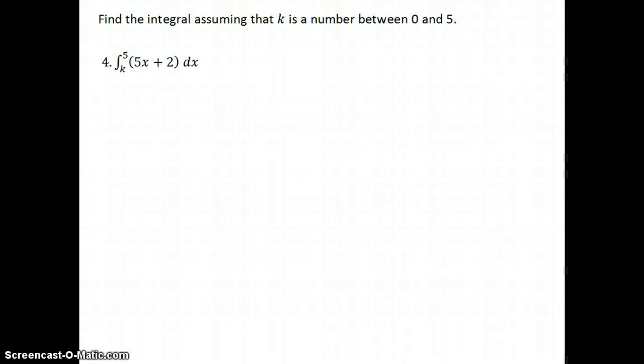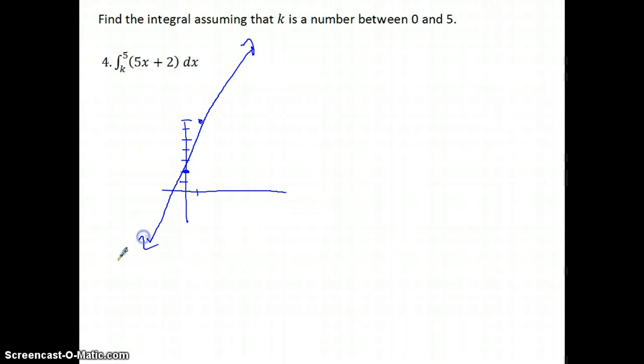Okay, so we want to find the integral, assuming that k is a number between 0 and 5. Alright, so we know we have this line that goes through right at 2, and our slope is up 5 and over 1. So we have this line. Oh, that's a bad line, huh? This line. That's a bad line too.